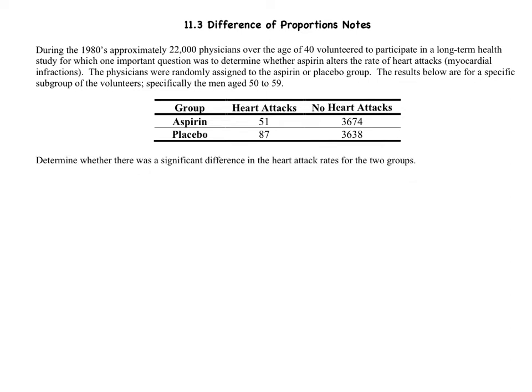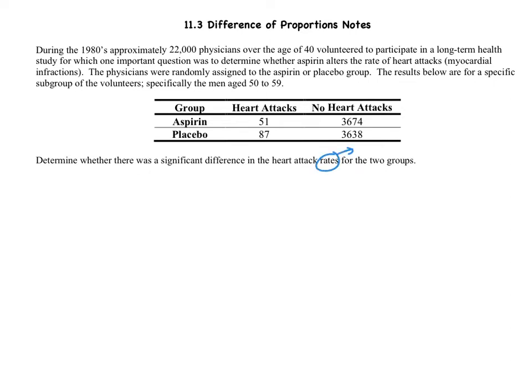During the 80s, approximately 22,000 physicians over the age of 40 volunteered to participate in a long-term health study, for which one important question was to determine whether aspirin alters the rate of heart attacks. The physicians were randomly assigned to the aspirin or placebo group. The results below are for a specific subgroup of the volunteers, specifically the men aged 50 to 59. Determine whether there was a significant difference in the heart attack rates for the 2 groups.